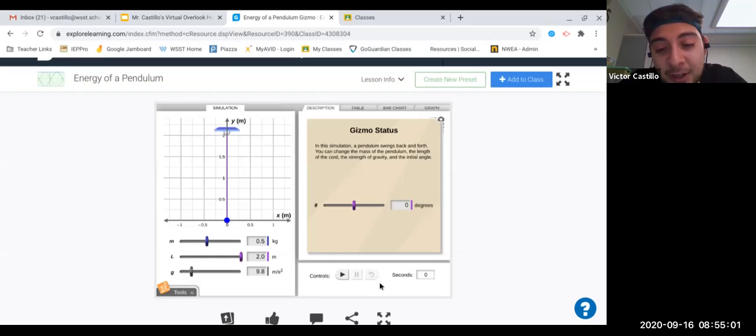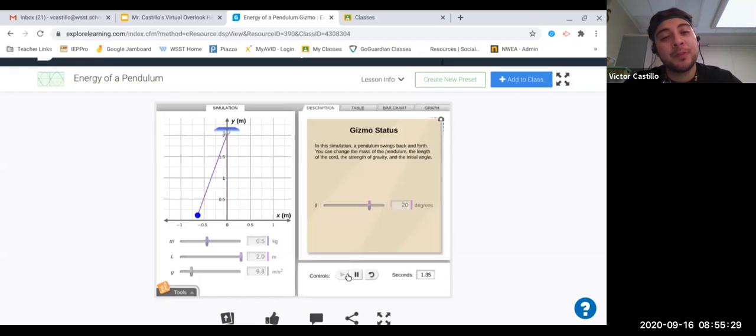So let's see what happens if we click reset. Make sure you click reset, which is a little button with the arrow, kind of like a crooked arrow. And let's go up to 20 degrees. So click all the way up to 20 degrees, okay? Gizmo status, 20 degrees. You keep the same mass, length, and gravity: 0.5, 2.0, 9.8. You don't have to mess with that. Let's click play. And now it's moving back and forth, right?